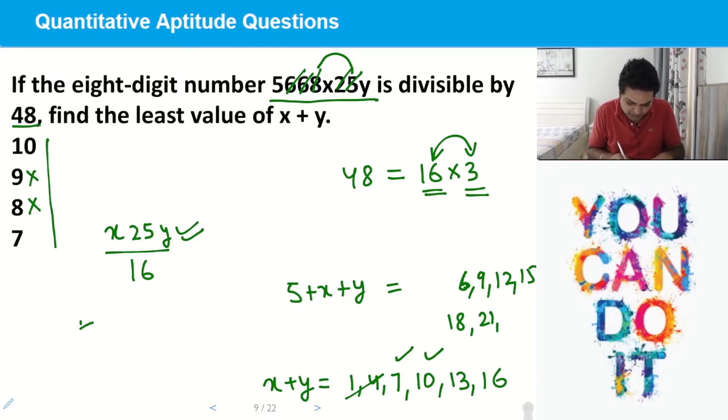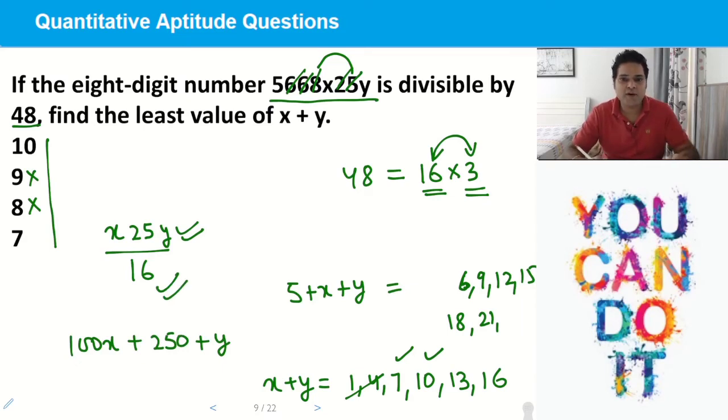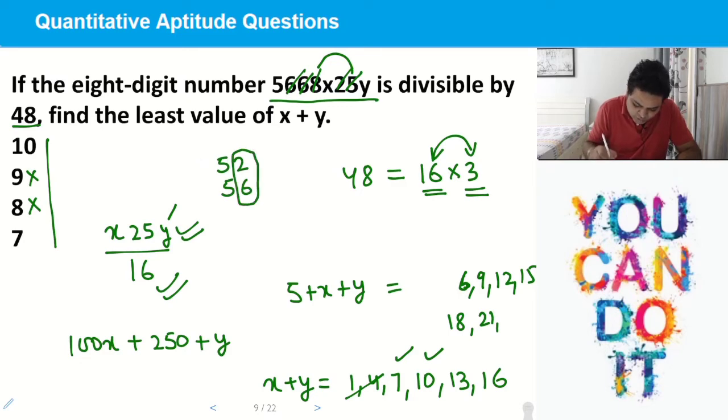we can write this thing as 100x plus 25 or 250 plus y. Now since this number is divisible by 16, it should be divisible by 2, 4, 8 and 16. If it is divisible by 2, that means y can take 0, 2, 4, 6 and 8. If it is divisible by 4, that means y can take 52 or 56. So y can take only two values, either 2 or 6.